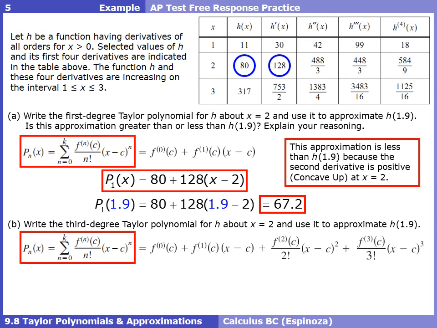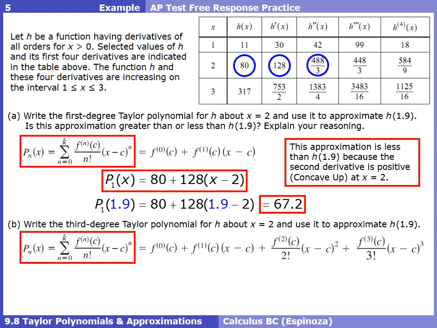And then the third degree would be the third derivative of c over 3 factorial times x minus c cubed. Just like from above, we're centering at about x equals 2 here. So we need to take that 2 and plug it in for all these values of c. Every place we see a c, we're going to replace it with a 2. I didn't have the space to put that in, so just realize that we're finding all those values.